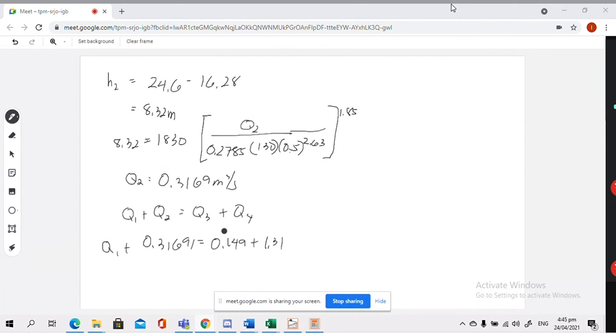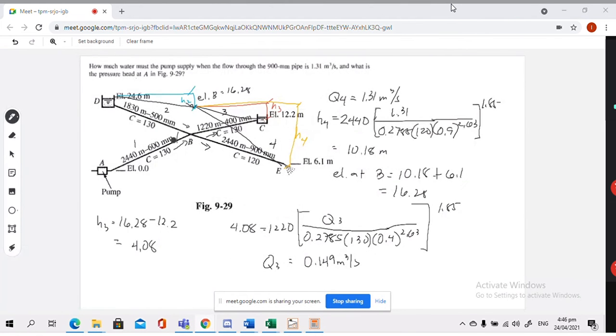So Q1 is 0.149 minus 1.31 plus 1.31 minus 0.31691. So Q1 is 1.142 meter cube per second. Okay, so na kay Q1, ato na pong kwaon ang head loss. Ani, so head loss na makaani.